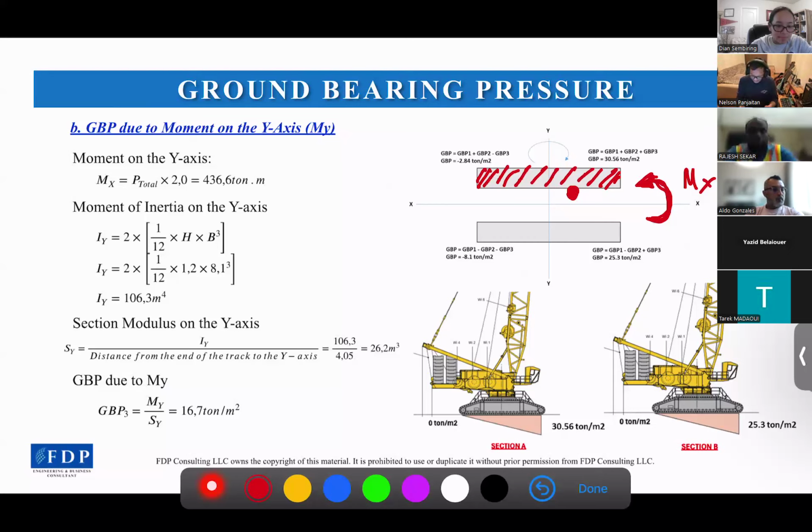If we get a negative ground bearing pressure, that means we have zero contact pressure to the ground between the tracks. In this case, a part of the crawler crane may lose contact with the ground. So it will start tilting. Exactly, correct.